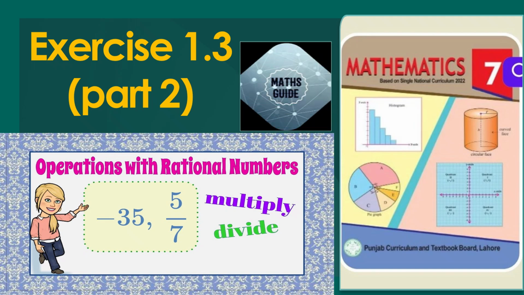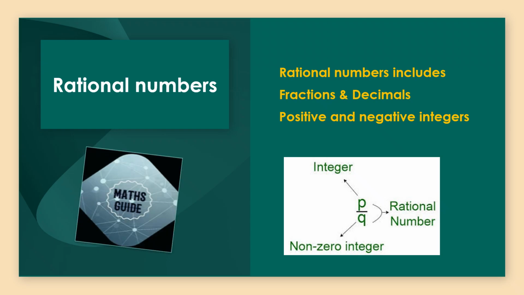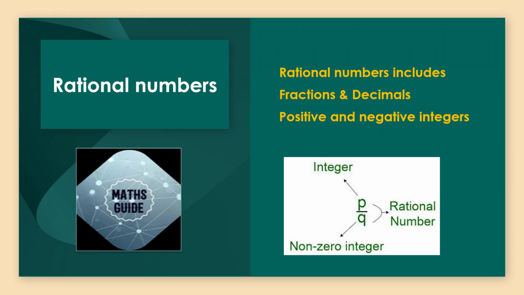Today we are diving into the world of rational numbers and learning how to multiply and divide them with confidence. This is exercise 1.3 part 2. The previous exercise was about addition and subtraction of rational numbers. This is exercise 1.3 of your Mathematics textbook 7. Rational numbers include fractions, integers, and decimals, and once you understand the rules, working with them becomes surprisingly simple. In this video, we will break everything down step by step, share easy tricks, and help you avoid common mistakes.